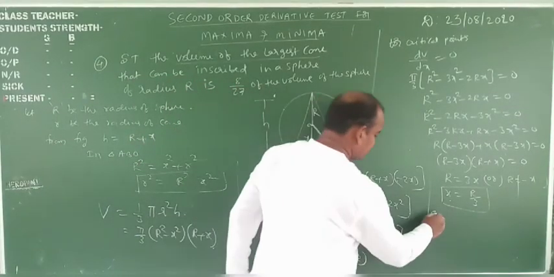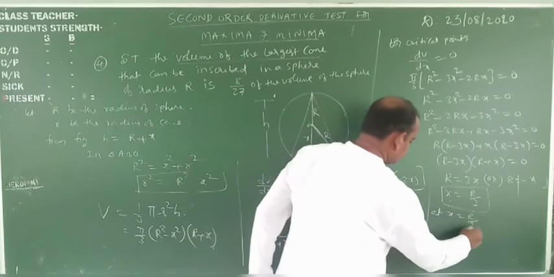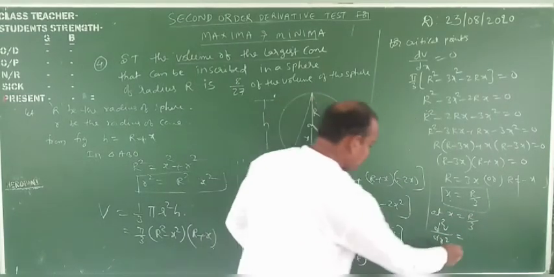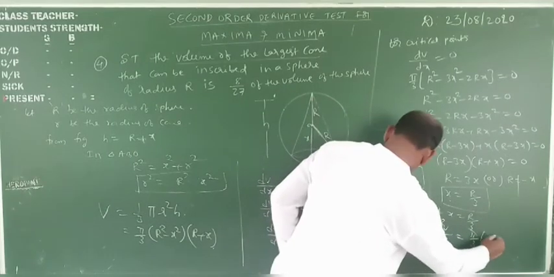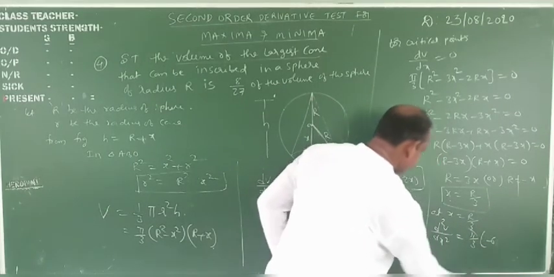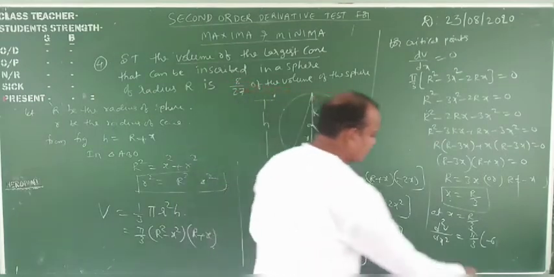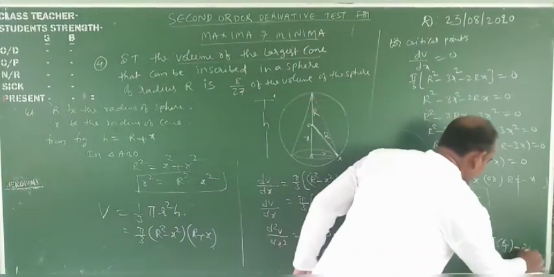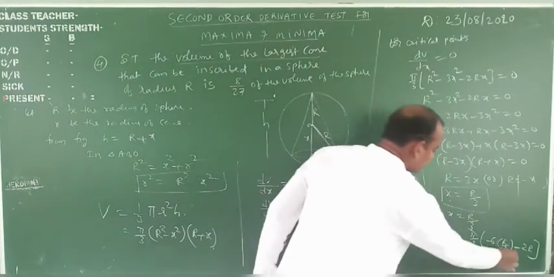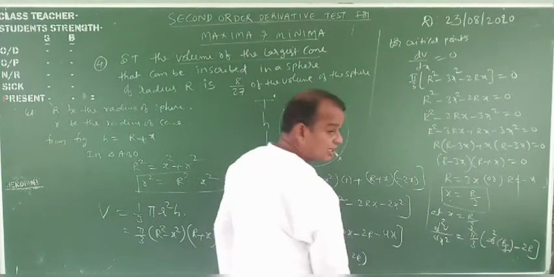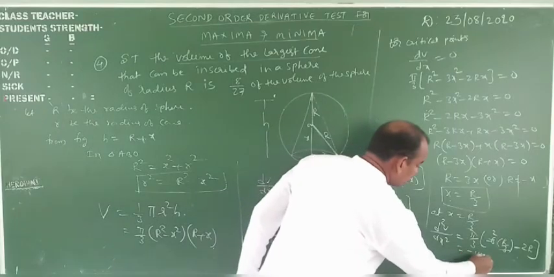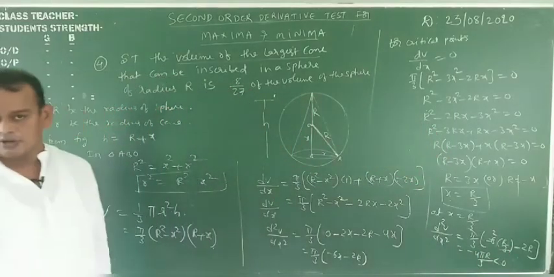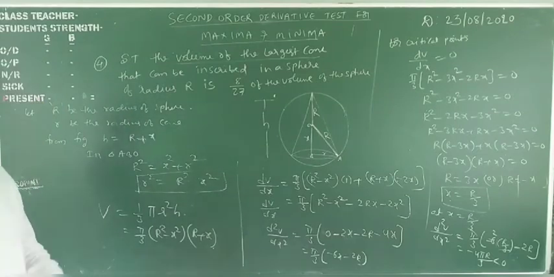At x is equal to r by 3, d square v by dx square, positive or negative? That is equal to pi by 3 into minus 6x minus 2r. X value is r by 3, so minus 2r minus 2r is minus 4r. Therefore minus 4 pi r by 3. This is less than 0, which means volume is maximum at x is equal to r by 3.